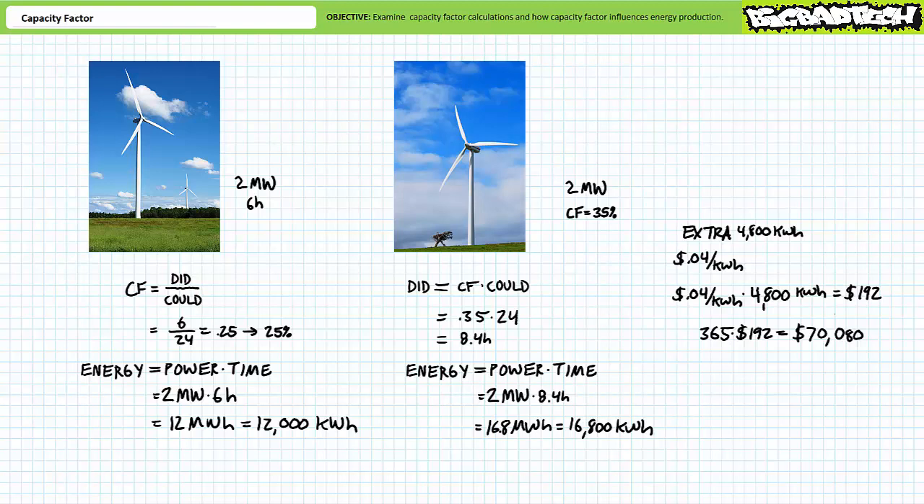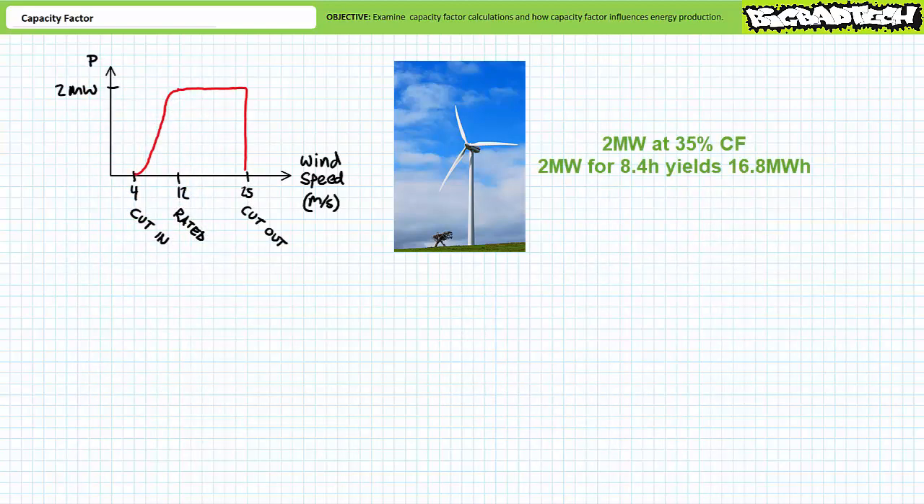As this example is intended to illustrate, capacity factor has a profound impact on the economics of energy production. It is for this reason that the wind resources of a proposed wind farm must be thoroughly investigated before development. Windier regions result in wind farms with higher capacity factor and more profitable results. Let's try a slightly more sophisticated example of capacity factor calculation.